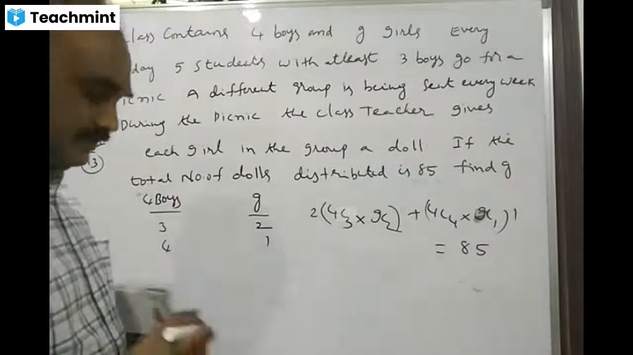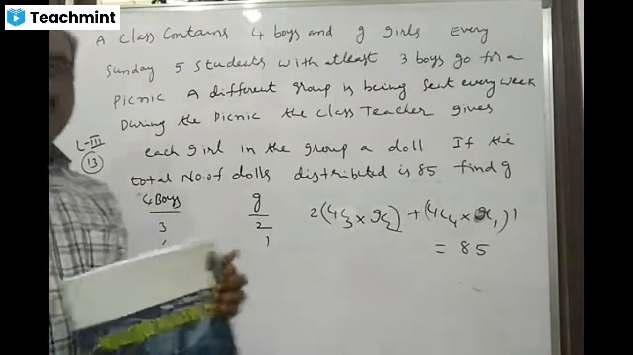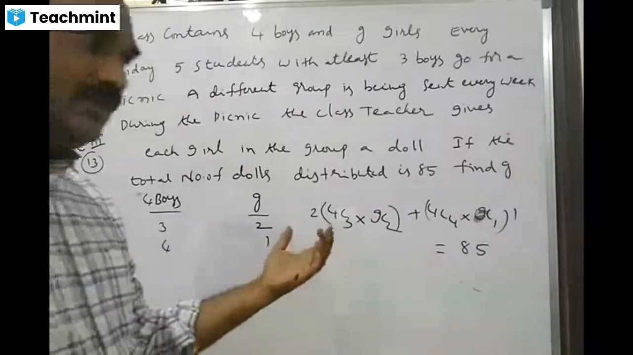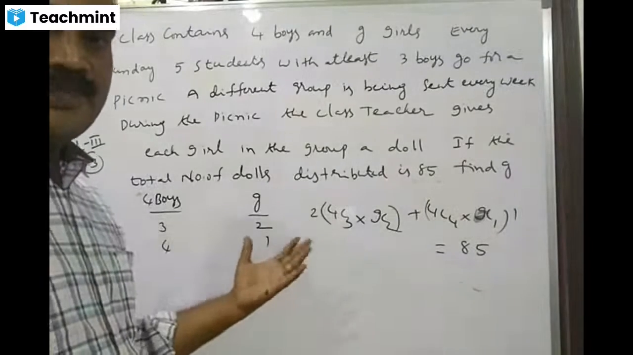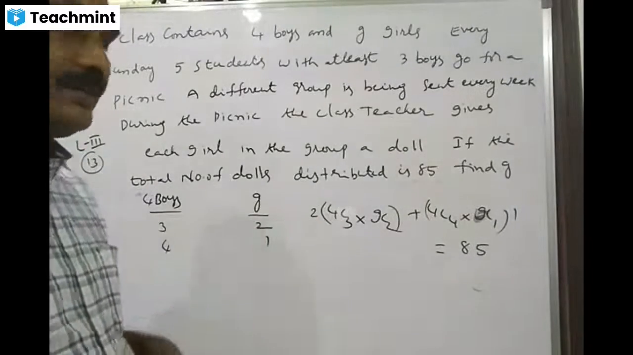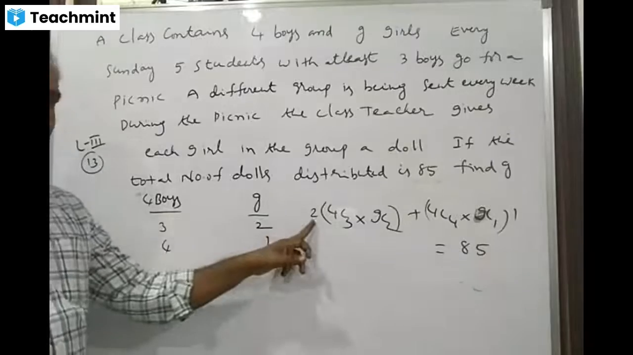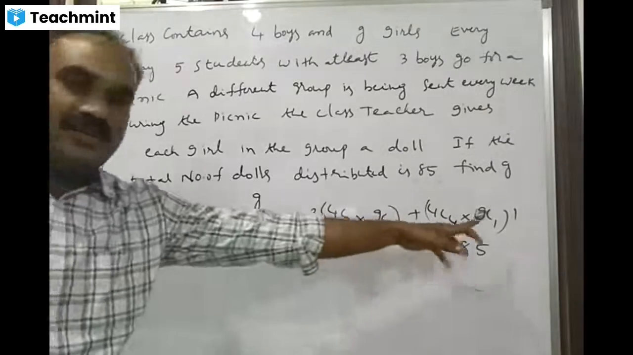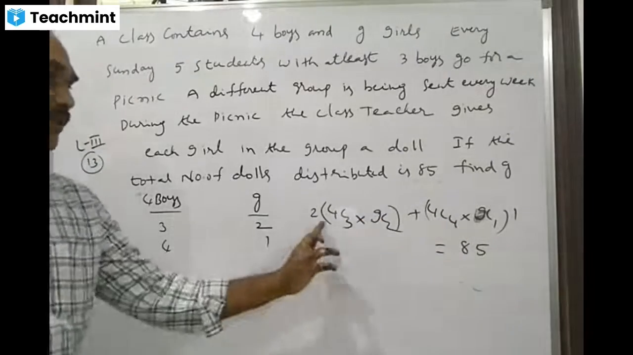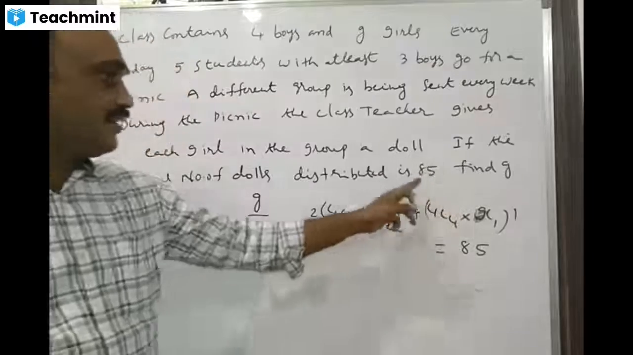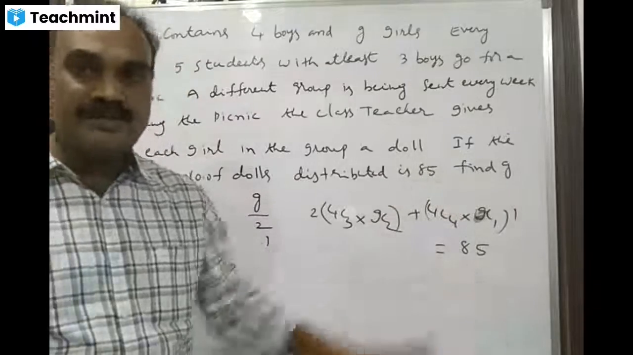Okay, students, have you understood? If 2 girls go, they take 2 dolls. If 4 girls go, they take 4 dolls. Here 2 girls, so into 2 dolls. Here 1 girl, 1 doll, into 1. So the total number of dolls distributed is equal to 85.